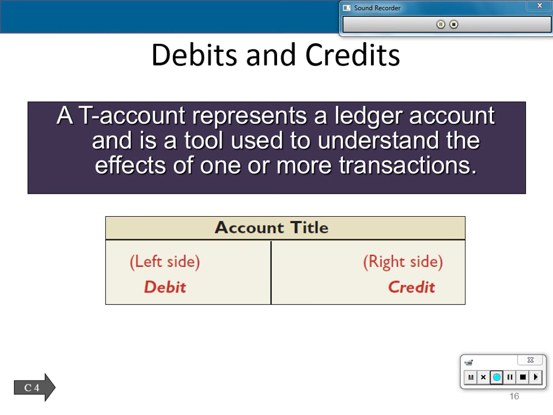So you have a guide to use going forward. After eating dinner, all assets, all expenses, and all dividends will always have a normal side of what? Debit.